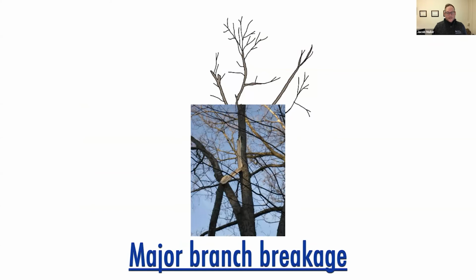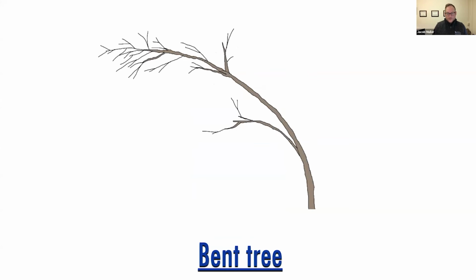Major branch breakages, right here, when we see a major branch broken off, this can introduce rot, decay, and other problems in the tree. And it may be a tree that you want to work with a forester or a consultant to think about removing, as this tree may not be an acceptable growing stock in your woodland.